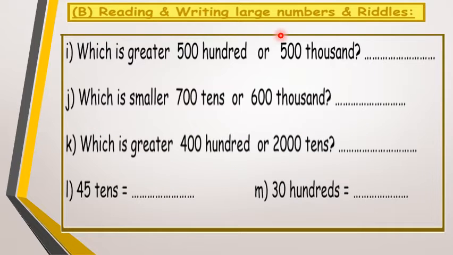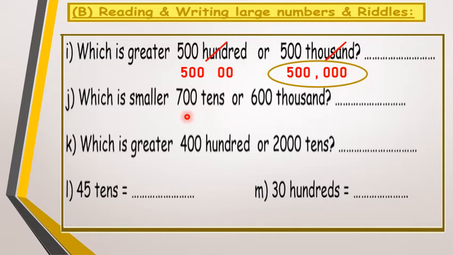Reading and writing large numbers and riddles. Which is greater, 500 hundreds or 500,000? I will cancel hundreds and put instead of it 2 zeros, because the value of the number in hundreds must have 2 zeros after it. So I will write down 2 zeros and the number will be 50,000. Here I will cancel thousands and put 3 zeros instead of it, so the number will be 500,000. So which is greater, 50,000 or 500,000? Of course 500,000 is greater.